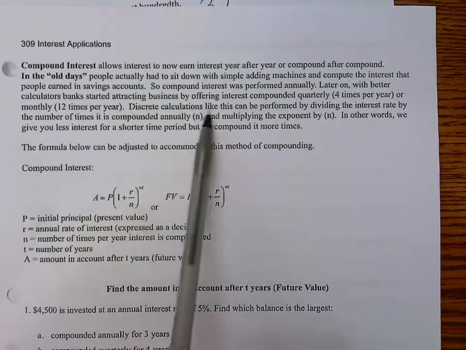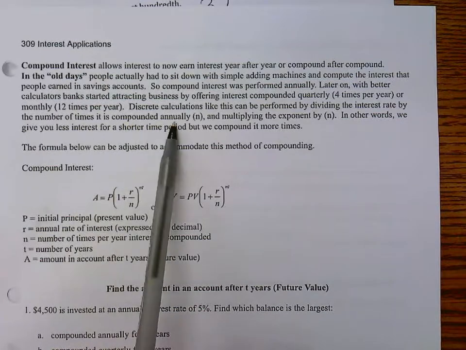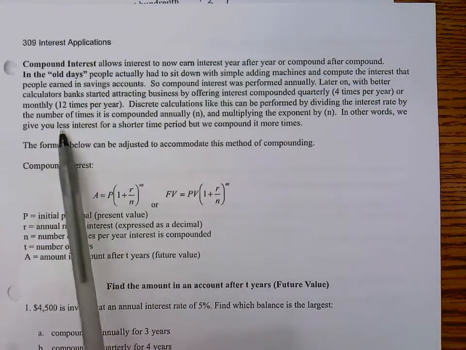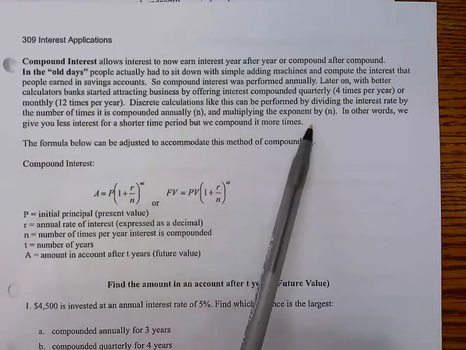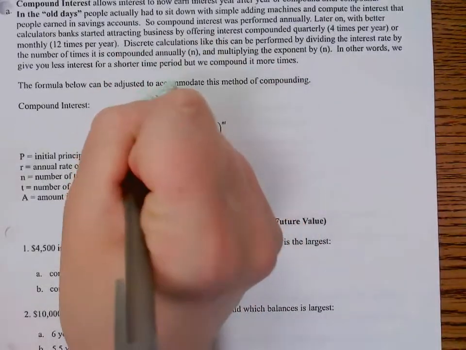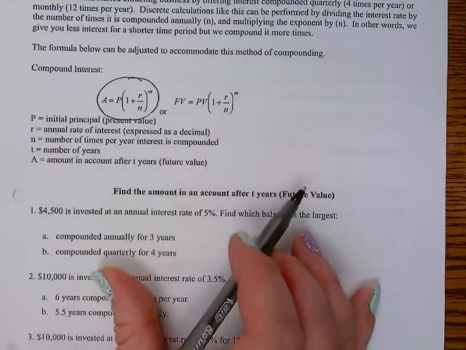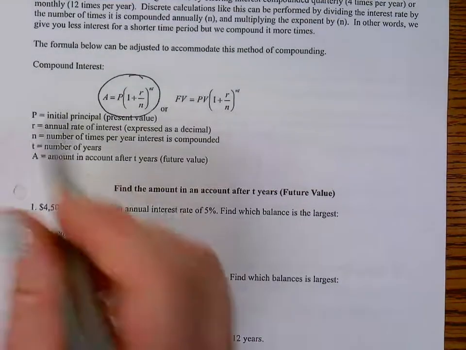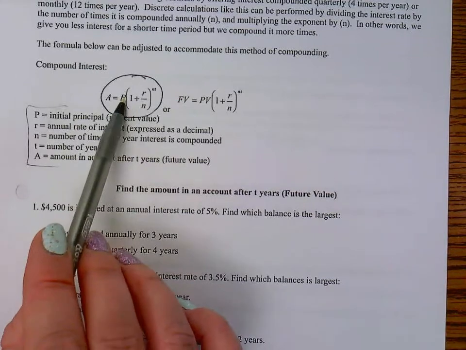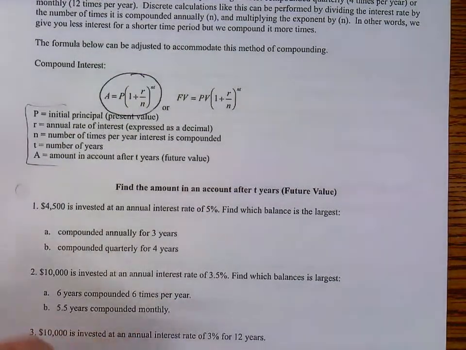Discrete calculations can be performed by dividing your interest rate by the number of times it's compounded, just like you saw in that video. So in other words, they give you less interest, but they compound it more times. So here is the formula you're going to get on your test. I'm not expecting you to memorize that, but you will not be given this information. So you have to know what P represents, what R represents. R stands for interest, right?